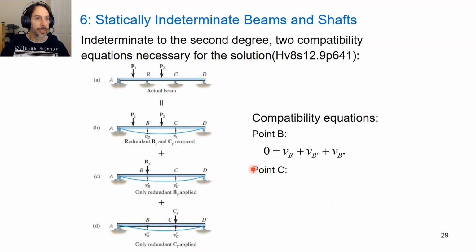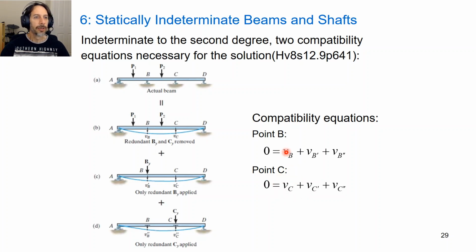All right, so point C. Again, point C will have a deflection due to P1 and P2, a deflection due to the force BY, and a deflection at C due to the force CY. So here's our second compatibility equation. This deflection plus this deflection plus this deflection, because this is representing where we have the redundant support, will also be equal to 0.